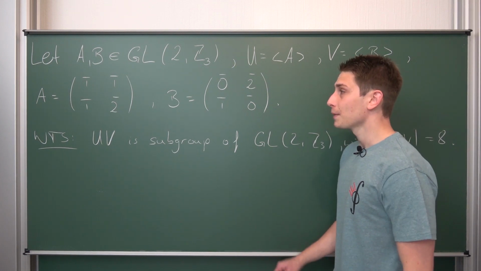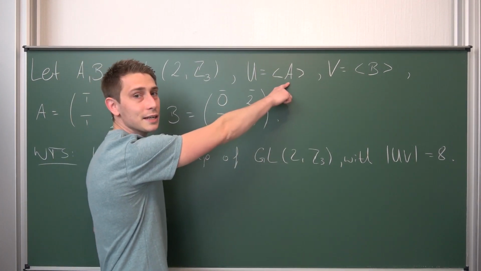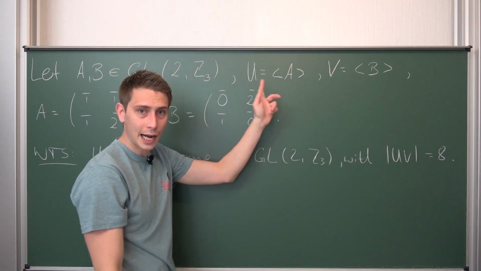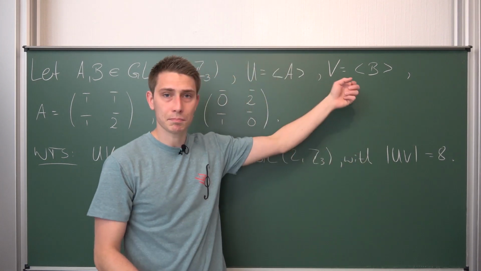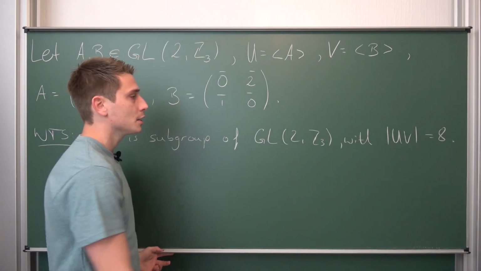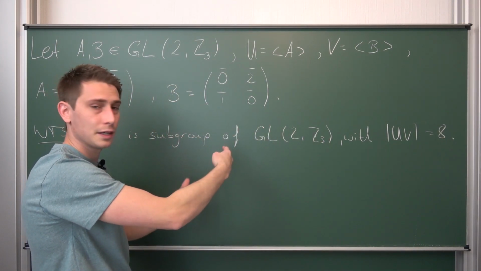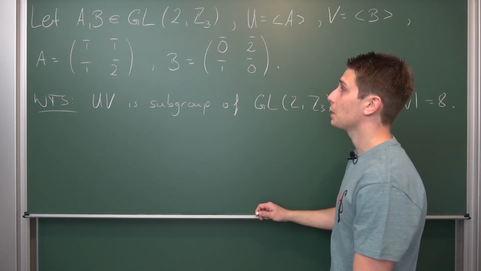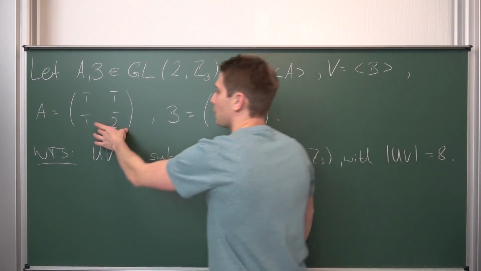Okay, so at first we would like to calculate the powers of A and the powers of B, because U and V are being generated by either A or B. And we need to see what order A and B do have in order for us to find out that our UV is indeed a subgroup of the GL2 of set 3. So we are going to dive right in. We are going to start with the powers of A.